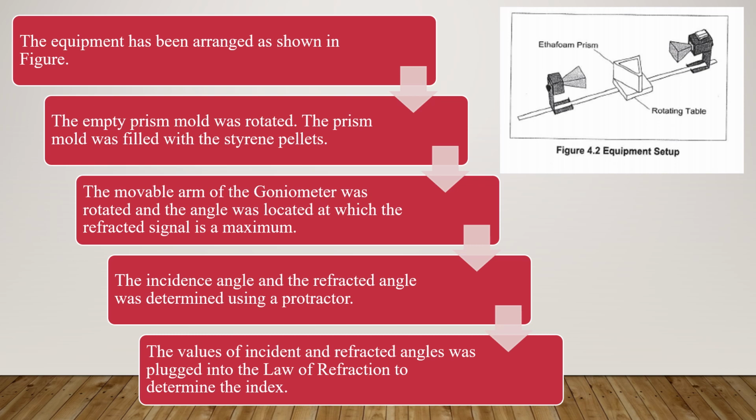So the empty prism mold was rotated, and the prism mold was filled with the styrene pellets. The movable arm of the goniometer was rotated, and the angle was located at which the refracted signal is a maximum. From that we can know the incidence angle and the refracted angle using a protractor, which are theta 1 and theta 2. From the values of theta 1 and theta 2 we can find the index of refraction using Snell's law.